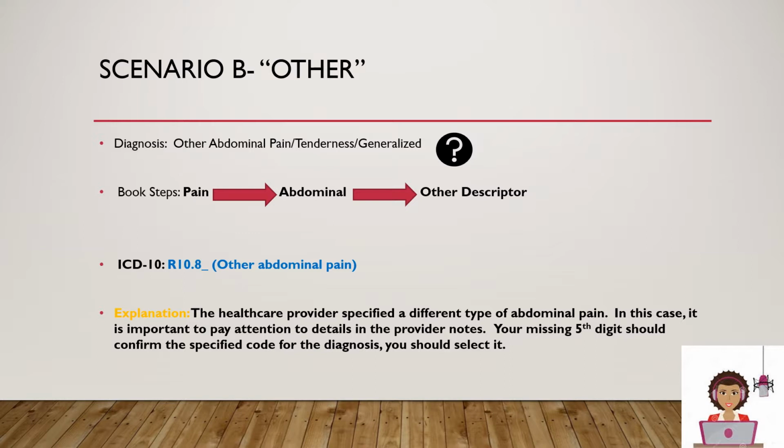So in the explanation, the healthcare provider specified a different type of abdominal pain, or abdominal issue. And in this case, it is important to pay attention to the details in the provider notes. Your missing 5th digit should confirm the specified code for the diagnosis. Once you have determined that, it is appropriate to assign that code or select that code for your diagnosis for that encounter.